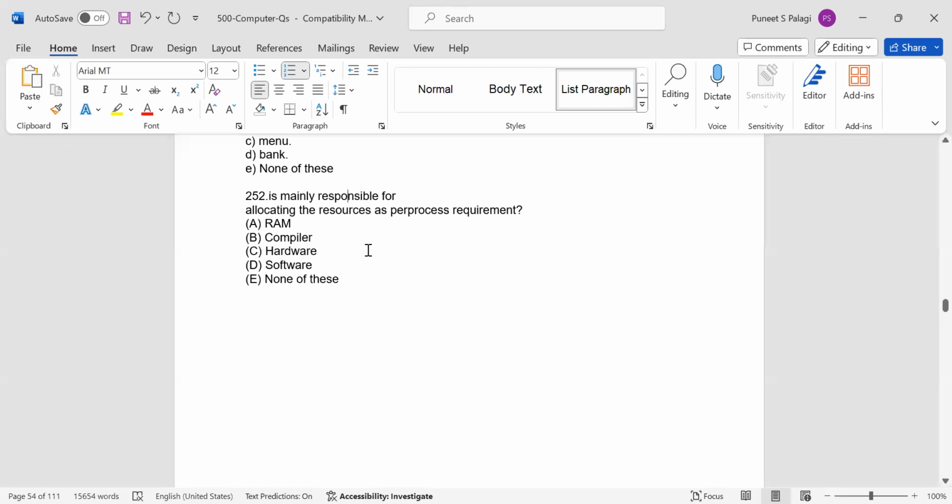Dash is mainly responsible for allocating resources as per process requirement. Is it RAM, compiler, hardware, software? So it is actually the operating system. So the answer is none of these.